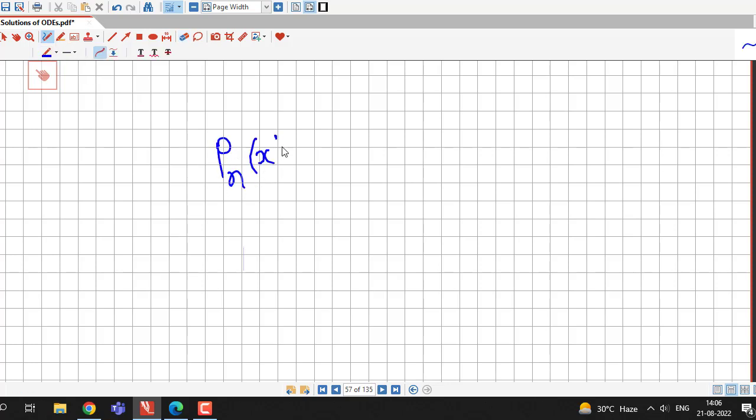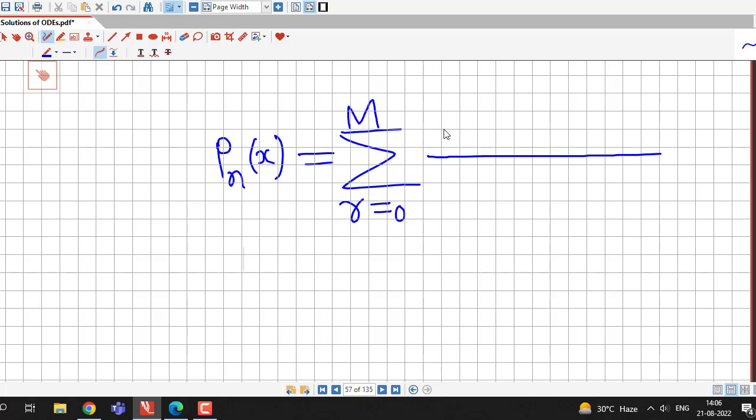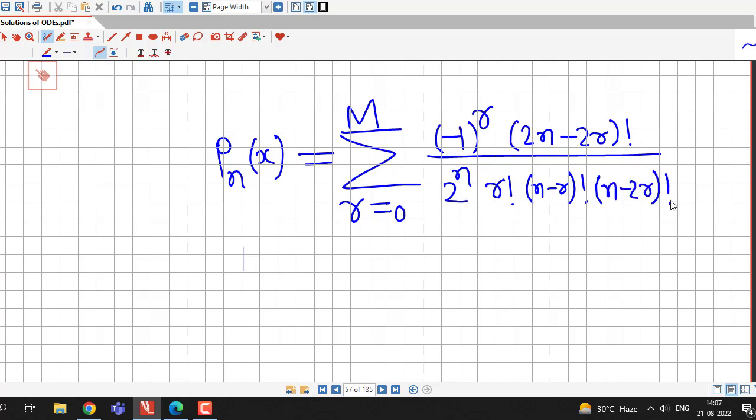We have seen the general formula for Legendre polynomial of degree n, and let me recall that formula. We know that P_n(x) is given by the summation over r equal to 0 to M, of (-1)^r (2n-2r)! divided by 2^n r! (n-r)! (n-2r)!, times x^(n-2r), where M is n/2 if n is even and (n-1)/2 if n is odd.